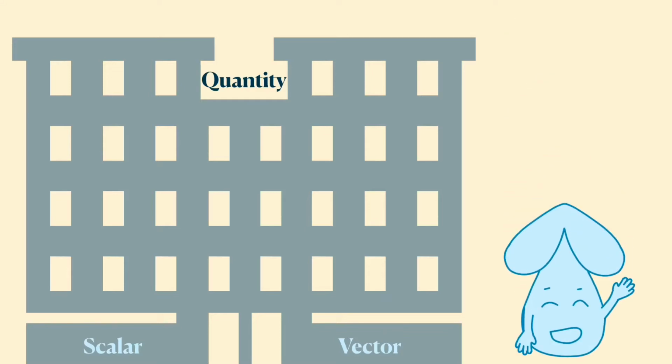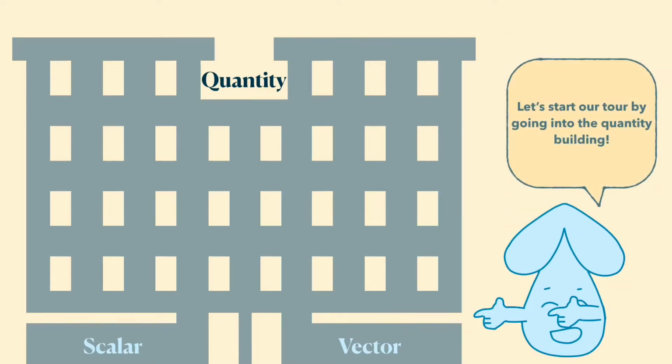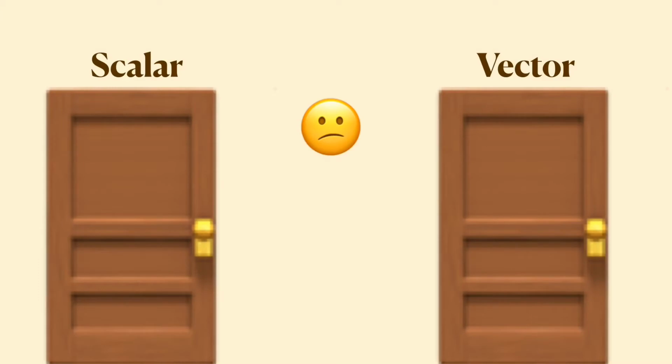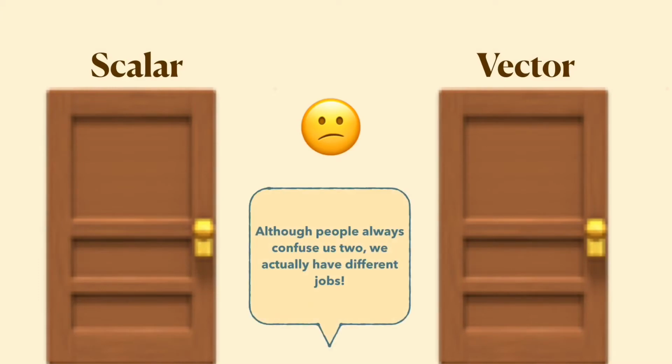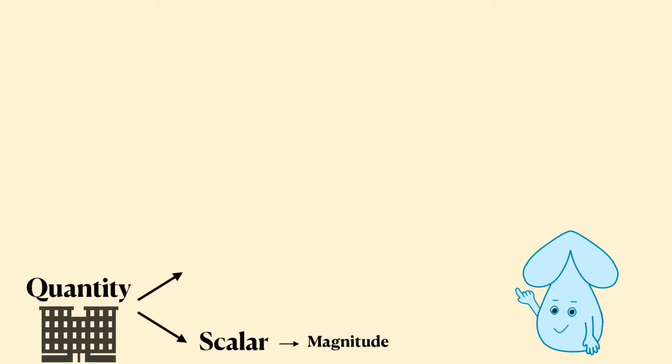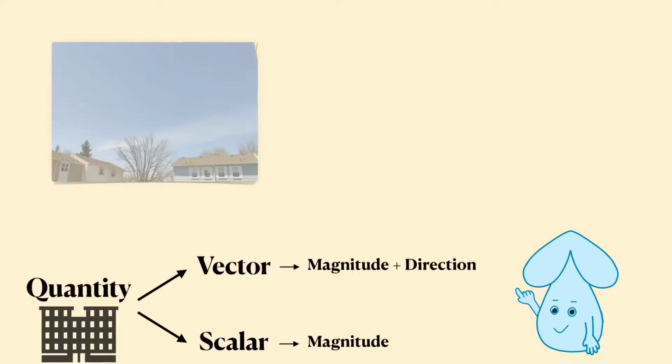Hello everyone! Today I'll be introducing the vector department I'm working in. The vector department is located in the quantity building with another department called the scalar department. Scalars only worry about the magnitudes of quantities, while we vectors care about both magnitudes and directions.